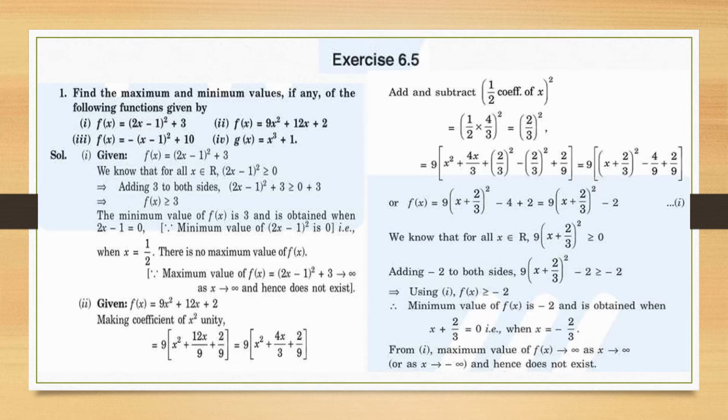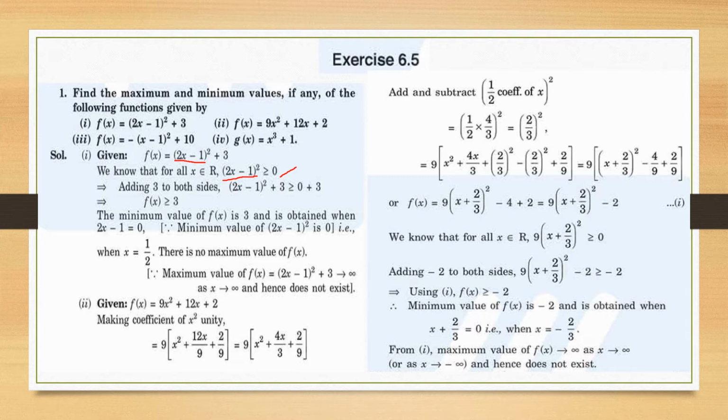The function is f(x) = (2x - 1)^2 + 3. So let us start with it. So this is your function. Now we know that this is (2x - 1) whole square. This is a square, and you know that it will always be greater than or equal to 0.